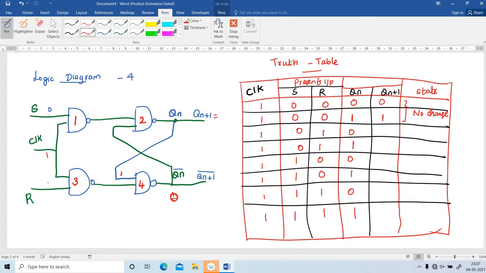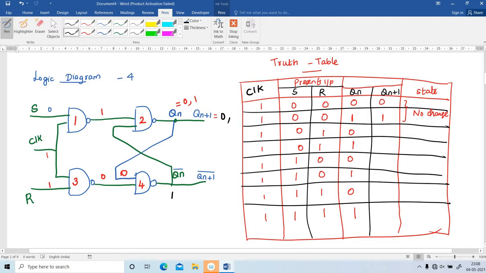For this, R equal to 1. 0 into 1 is 1. 1 into 1 is 0. Here first assume Qn equal to 0, next 1. So first value 0. So 0 into 0 is equal to 1. Okay, 1 into 1 equal to 0. So first we will get the value 0.